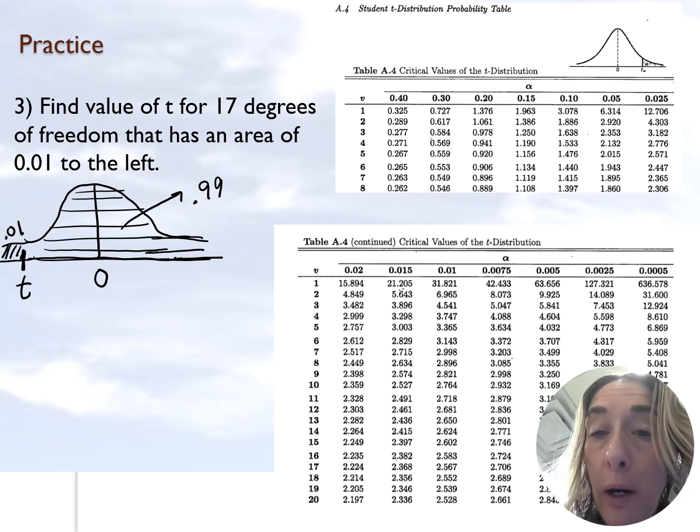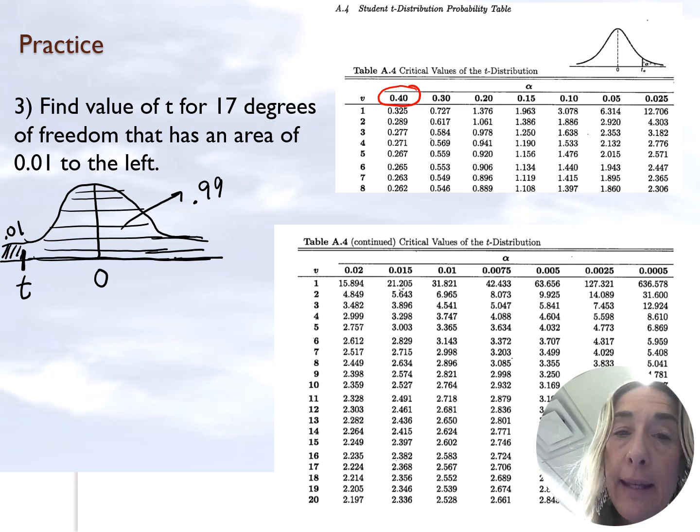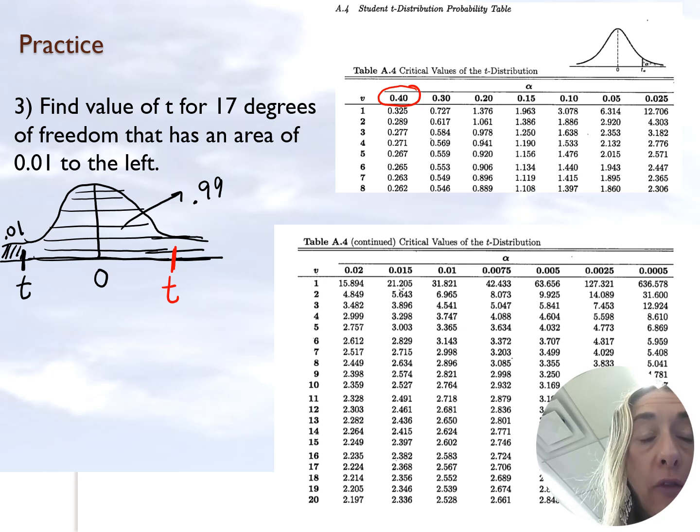All right, so if we go into our table, however, we see that the alpha only goes as high as 0.40 to the right. So what do we do in this case? In this case, we have to make use of the symmetry of the t distribution. Because of symmetry, we know that there is a corresponding value of t that is the mirror image, if you will, of the value of t that we're interested in finding.